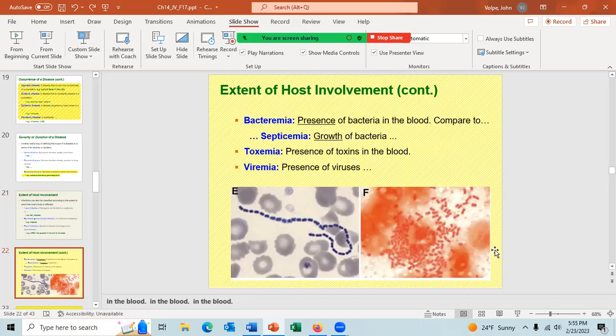Bacteremia is the presence of bacteria in the blood. This is compared to septicemia, which is the growth of bacteria in the blood. Normally, when a clinician is testing the blood for bacteria, they're only looking at bacteremia because they're not looking at the growth of the bacteria in the blood. But that is septicemia. Toxemia is the presence of toxins in the blood. Viremia, the presence of viruses in the blood. Usually in a viral infection, we'll have viremia.